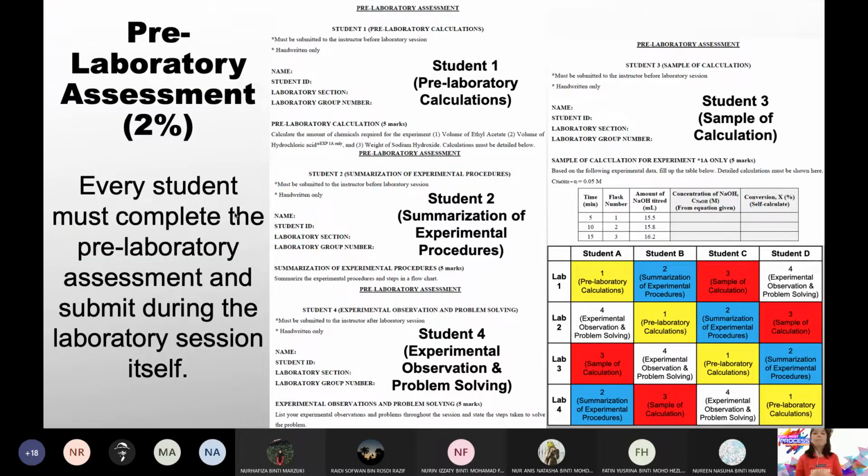Okay. Pre-lab. Pre-lab is the same. Okay, say that week you are student 1. So for the pre-lab assessment, you do the student 1 part of the pre-lab. Okay, so if you are student 2 for the week, your lab report is student 2, and pre-lab is also student 2.